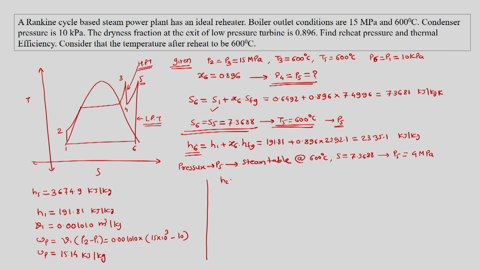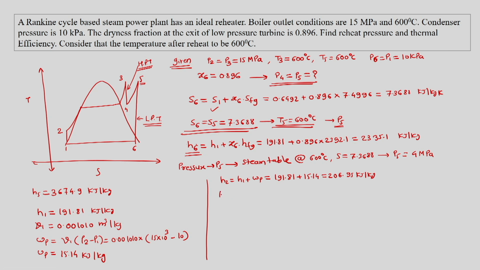Now we can find out H2, which is equal to H1 plus pump work. So we have 191.81 plus 15.14, and this turns out to be 206.95 kilojoule per kg. Now we know H2.